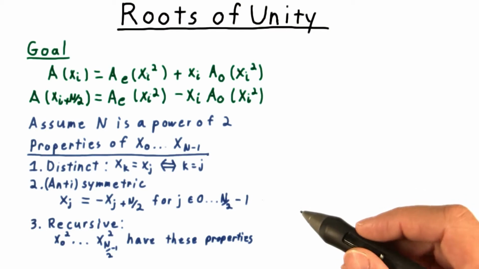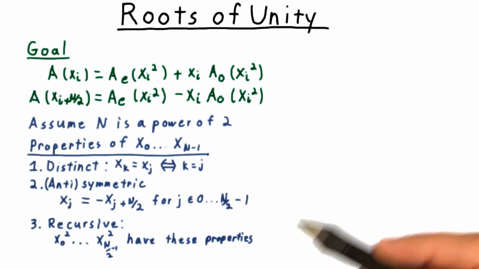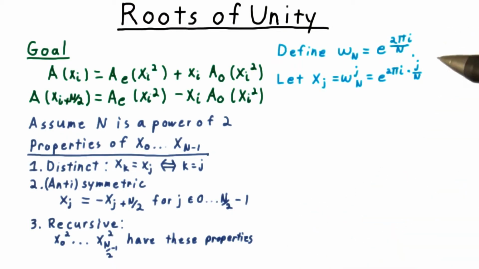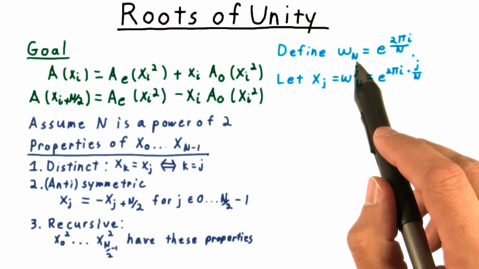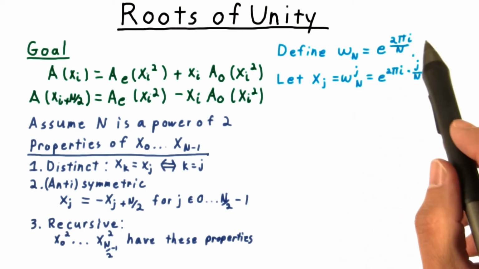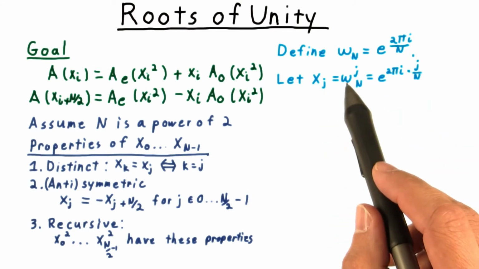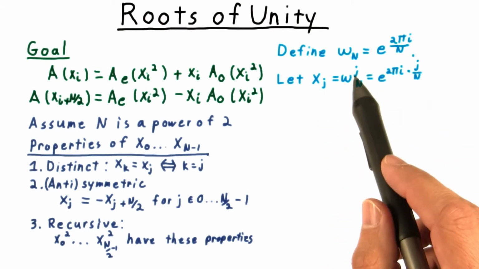If your polynomials are over some unusual field, then it may make sense to choose an unusual set of values for x. For most applications, however, the coefficients will be integers, or reals, or complex numbers, and the choice of x will be the complex roots of unity. We define omega n to be e to the 2 pi i divided by n, and we let x sub j be omega sub n raised to the jth power.